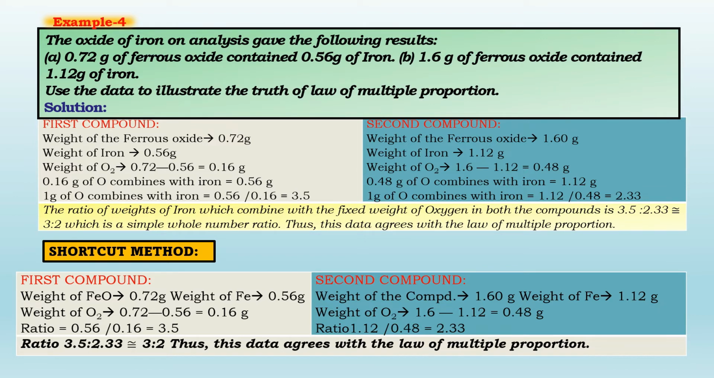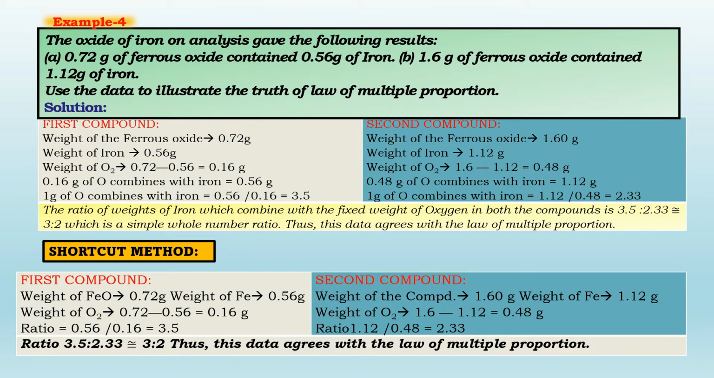Shortcut method. First compound, weight of FeO 0.72 gram, weight of Fe 0.56 gram. Weight of oxygen is 0.72 minus 0.56, that is equal to 0.16 gram. So ratio is equal to 0.56 is to 0.16, that is equal to 3.5.